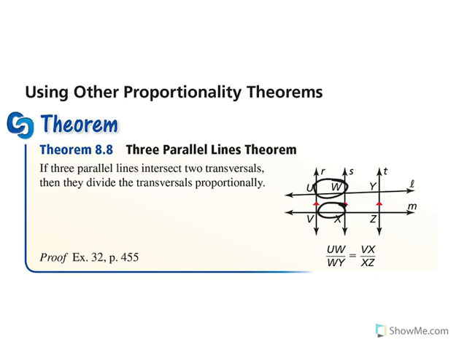They did it in the opposite way. You could do top line to line, or like they did in this example, they went across here. So they did UW to WY, and then VX to XZ. They set up those proportions. This theorem just tells me it's going to cut them up into proportional sections.